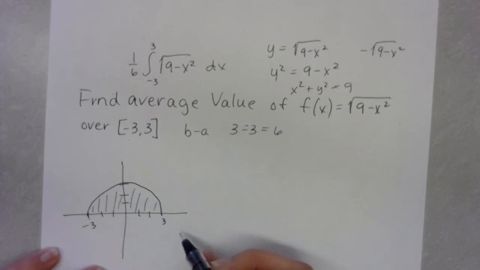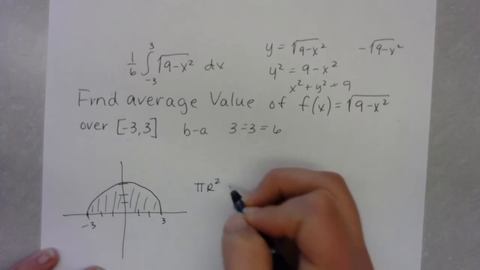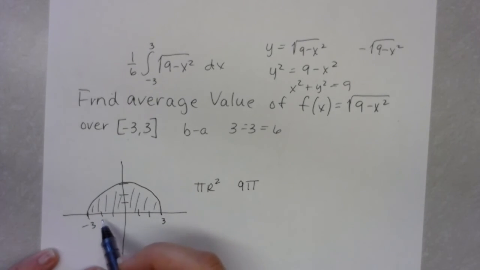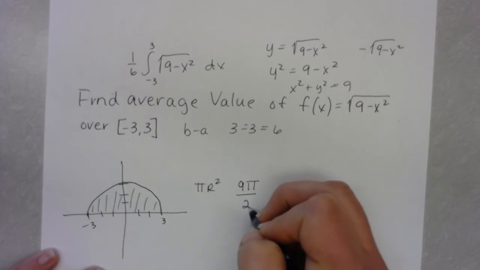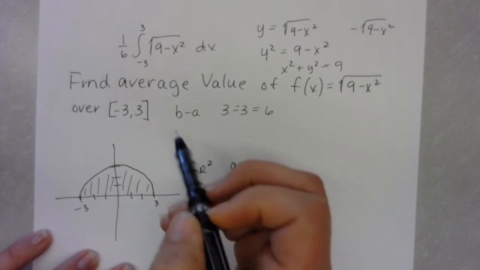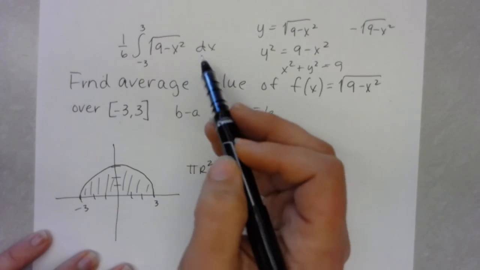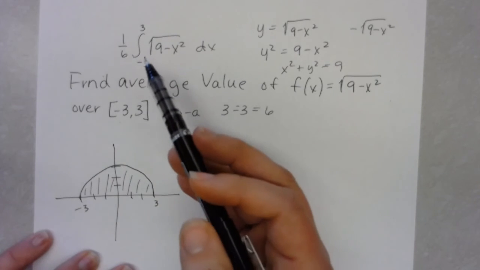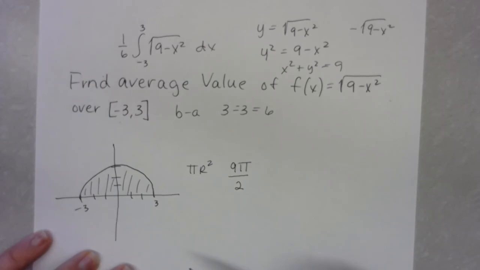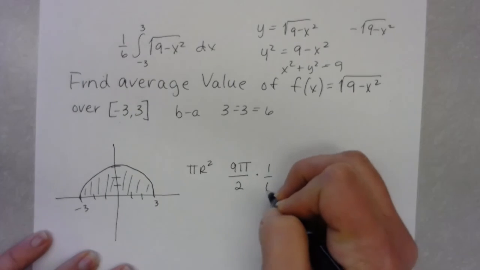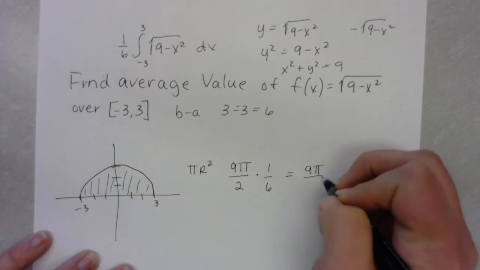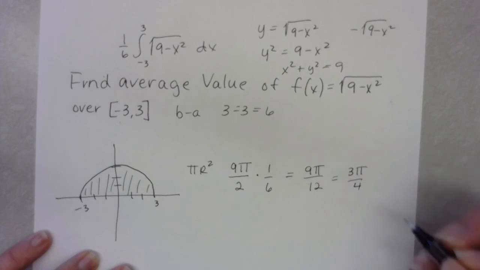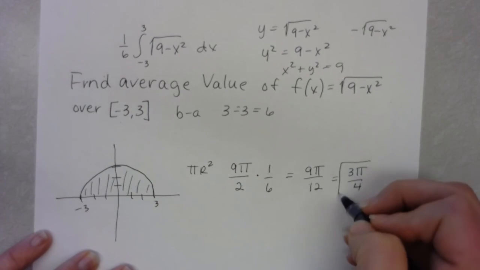All right, so I know that the area of a circle is pi r squared, and I know that my radius of this circle is 3. So I have 9 pi, but it's half of the circle, not the whole circle, so I have 9 pi over 2. So that is just the definite integral. And then to find the average value, I multiply by 1 over the number of units on the number line, which was a 6th. So I multiply this by 1/6, and I get 9 pi over 12, which I can simplify to 3 pi over 4. And that is my average value.